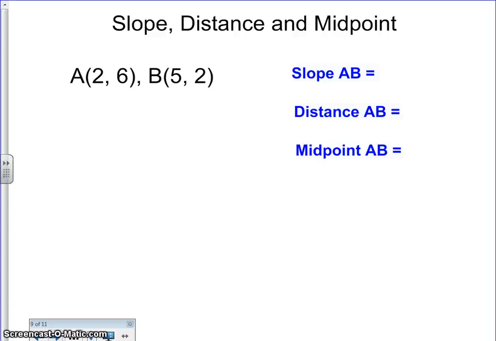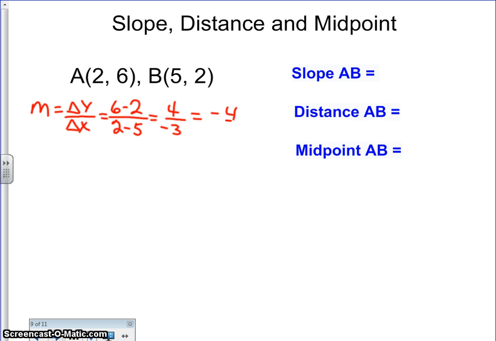Let's start with the slope, and if you remember, your slope formula is always going to be the change in y over the change in x. So we're going to subtract the y's on the top. It's going to be 6 minus 2 on top, and then on the bottom we're going to subtract the x's, 2 minus 5. And 6 minus 2 is 4. 2 minus 5 is negative 3, so the slope is negative 4/3.